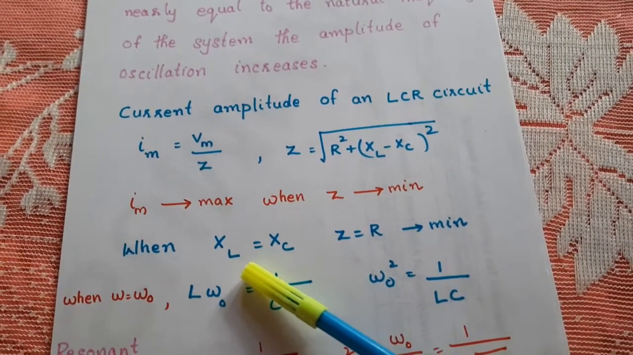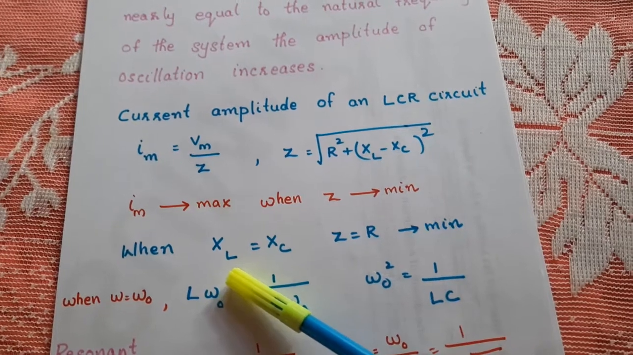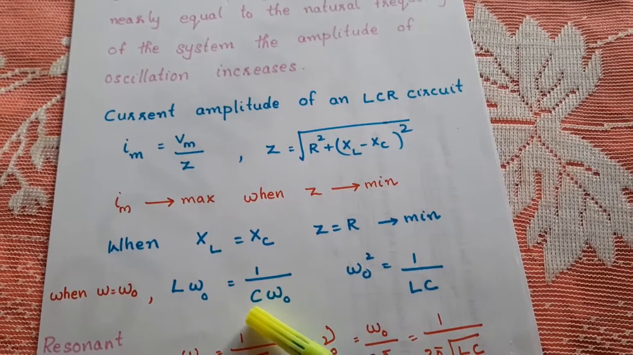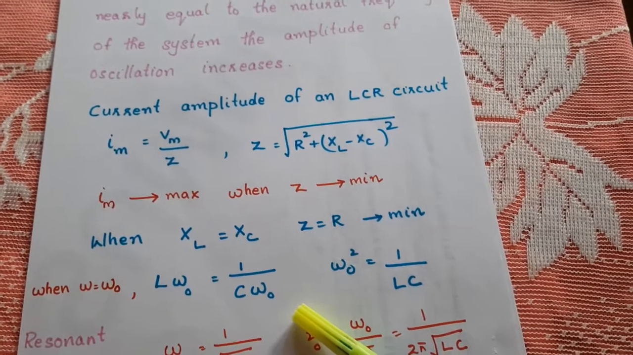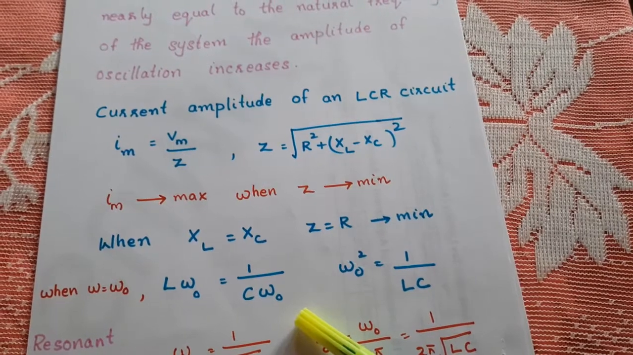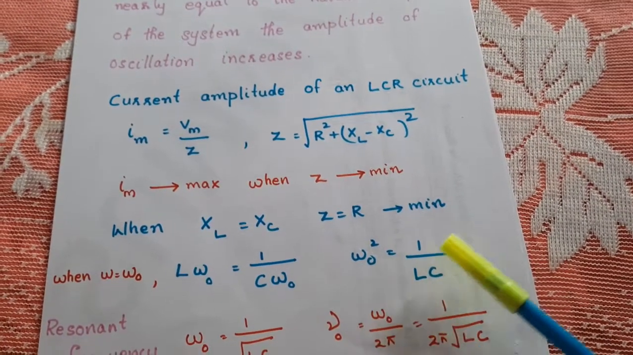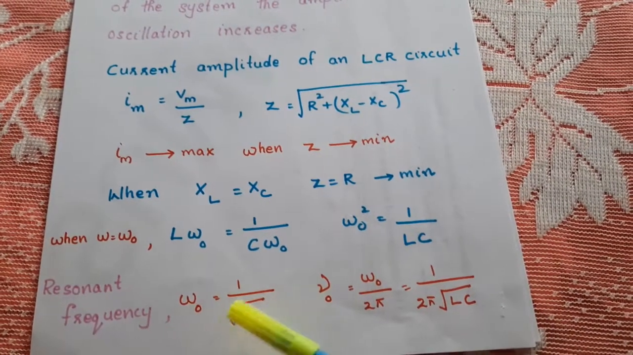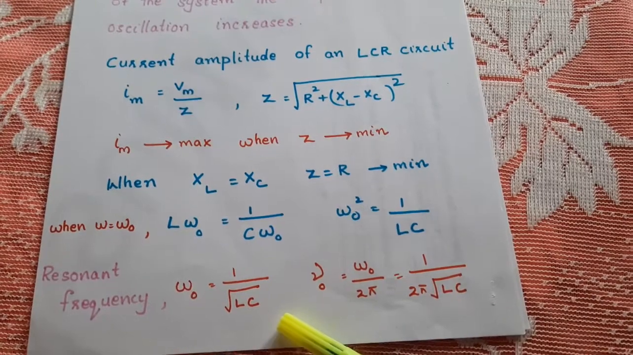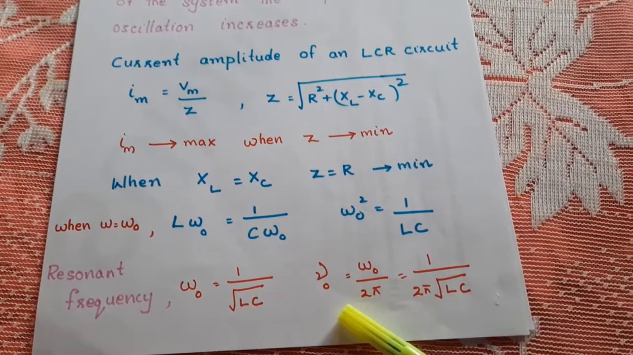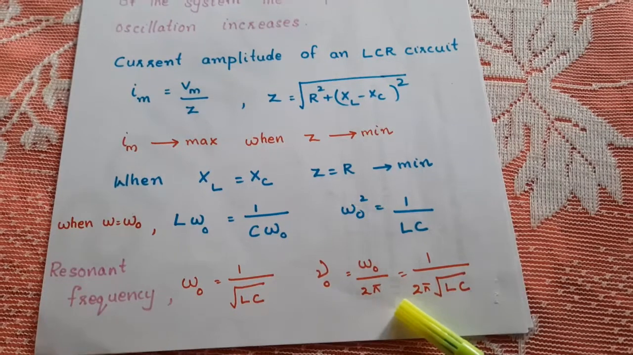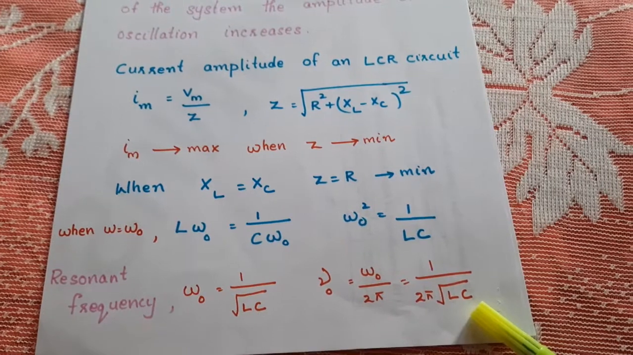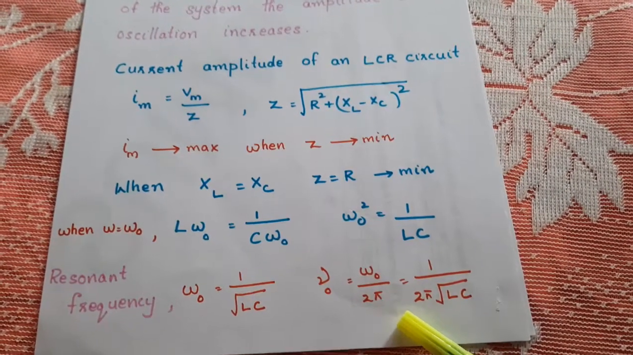At a particular frequency, when XL becomes equal to XC, Lω0 becomes equal to 1/(Cω0). Then ω0² is equal to 1/LC. So ω0 is 1/√(LC), or the frequency ν0 is ω0/2π, that is equal to 1/(2π√(LC)). This frequency is the resonant frequency.